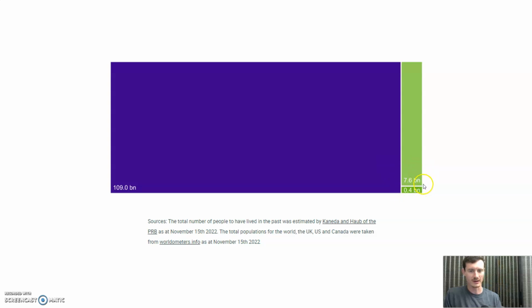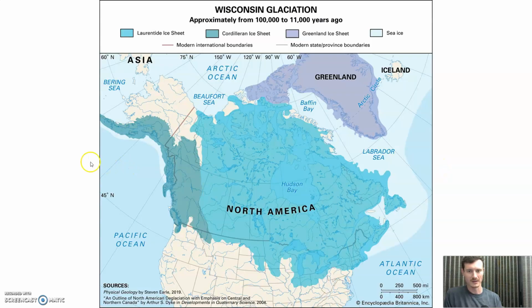And this is the number who are in the US, UK, and Canada. It's kind of a stunning figure. 100 billion people who have ever lived, ever. It's a lot of people. And then 1/7 of them are alive today. So far more of them in the past than right now.